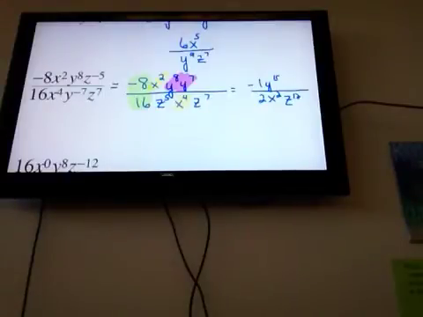Would I have to have the 1 up top? Would the 1 have to be there? Could I just write it negative y to the 15th? Yes, you could. Okay, very good. So both the answers would be acceptable.